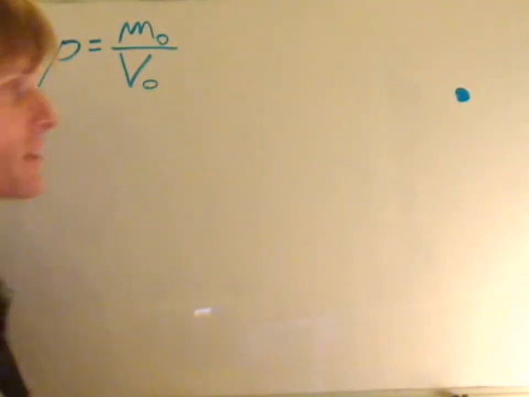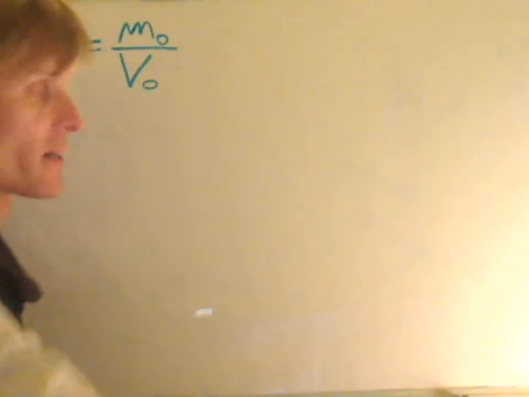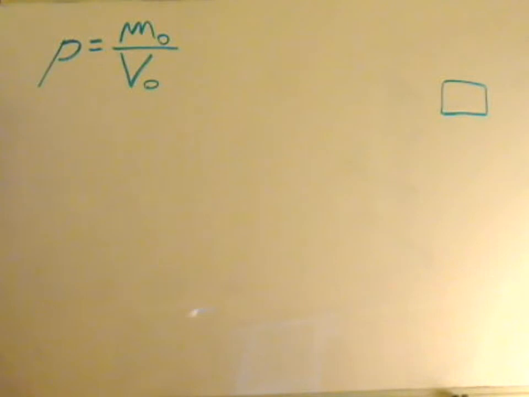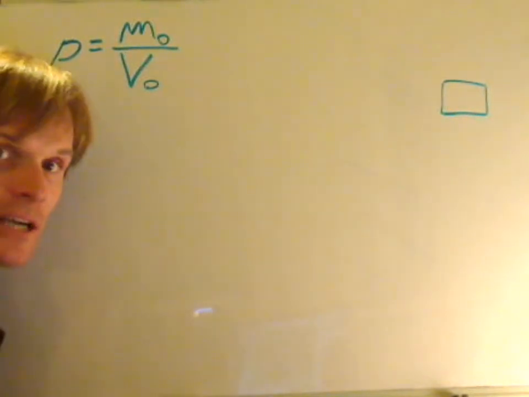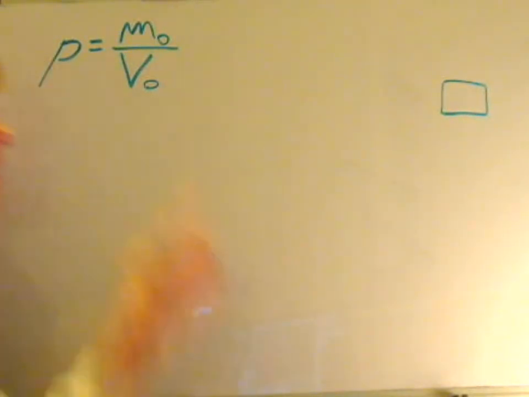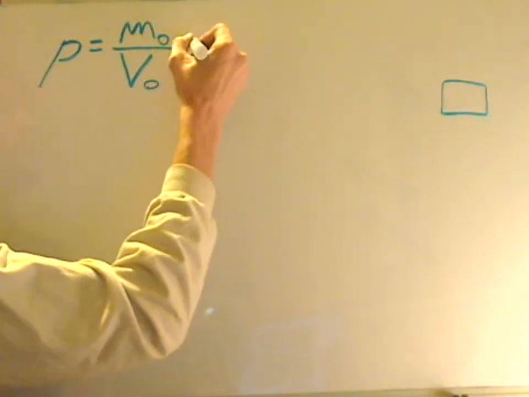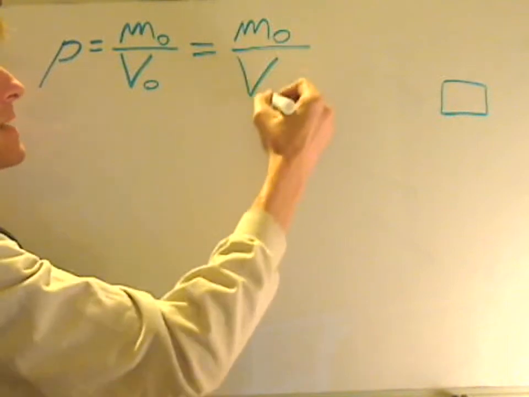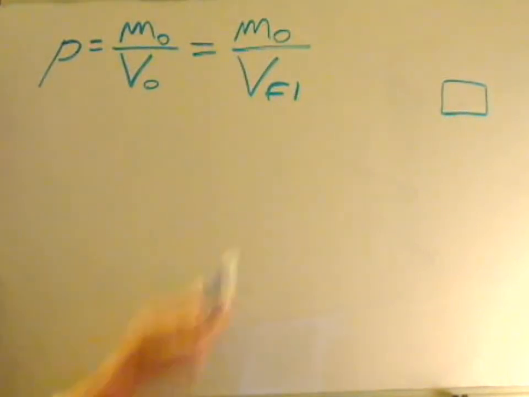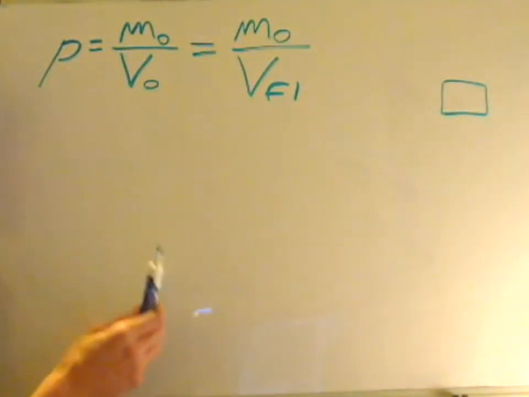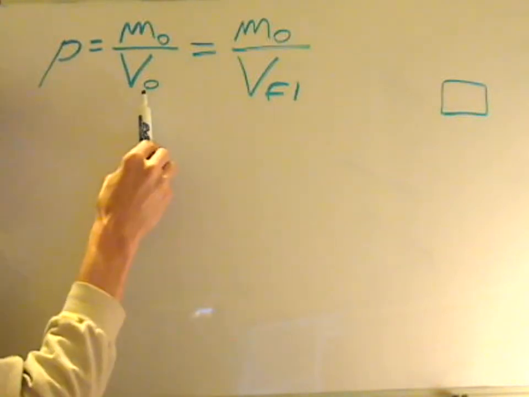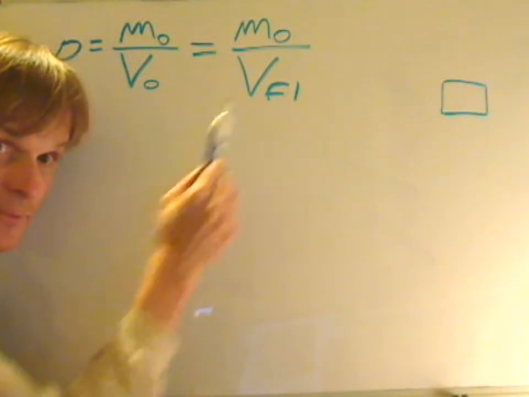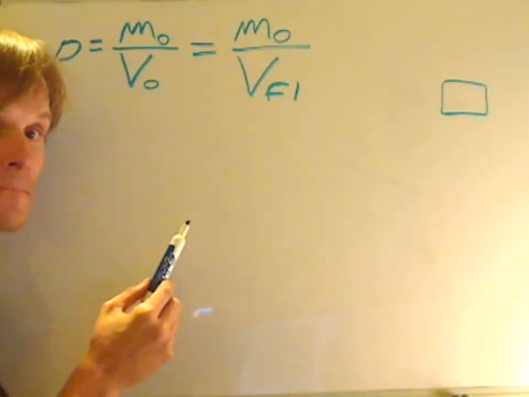Now, let's draw our little object here. When this object is submerged in water, it displaces a certain volume of water. So the object's volume is also equal to the volume of fluid displaced by the object. And this is going to be more useful for solving this problem, because we can use Archimedes' principle when we're talking about the fluid displaced. And we'll see how that comes into play in a second.